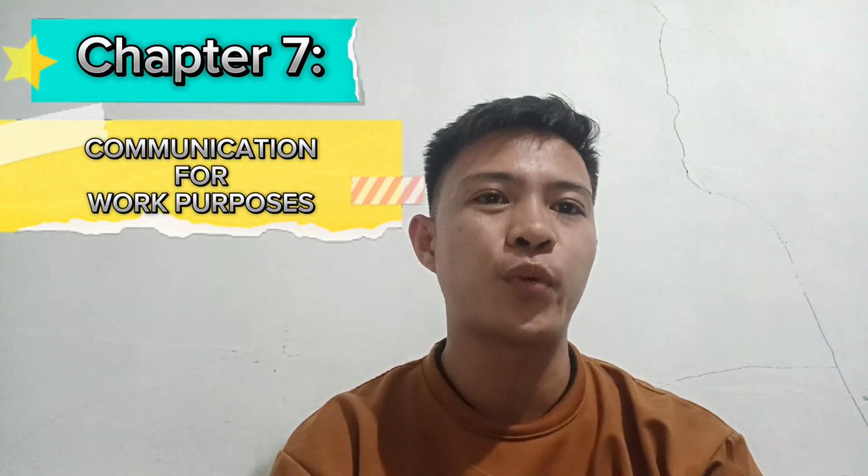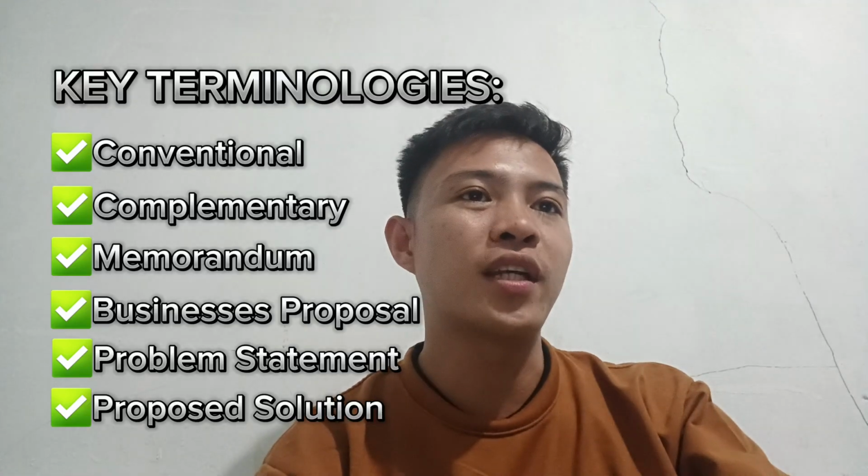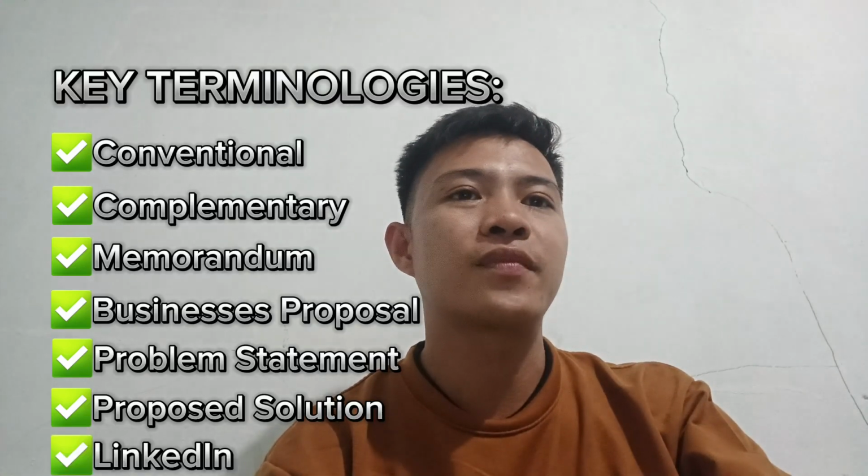An exquisite day, everyone. We are now into chapter 7 of this course, Purposive Communication, and this is communication for work purposes. While we delve into our topic, communication for work purposes, here are our key terminologies. We have conventional and complementary clause, memorandum, business proposal, problem statement, proposed solution, and LinkedIn.